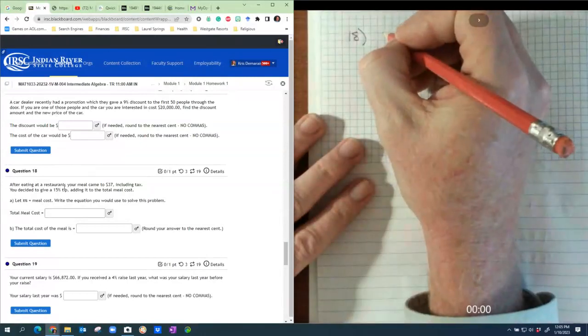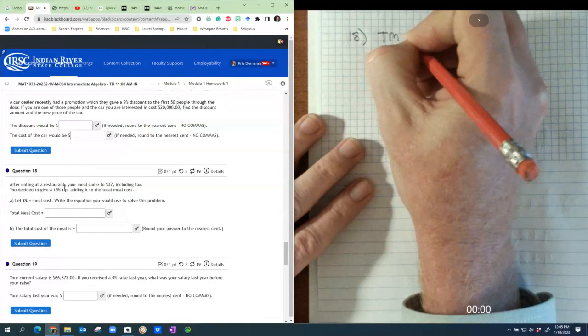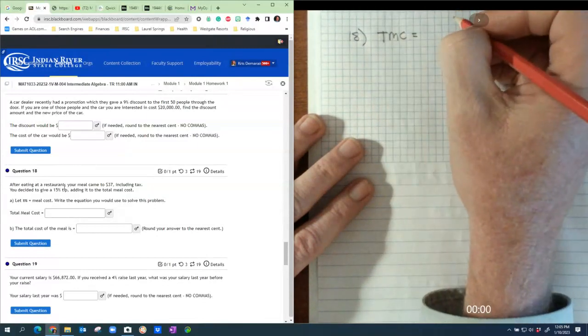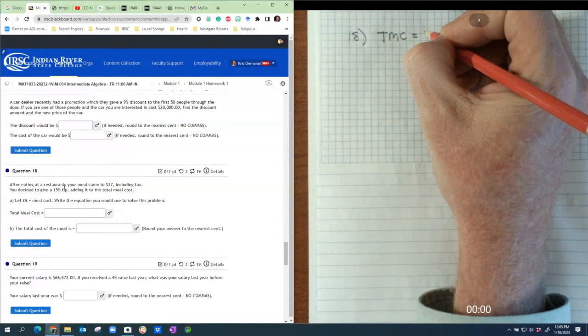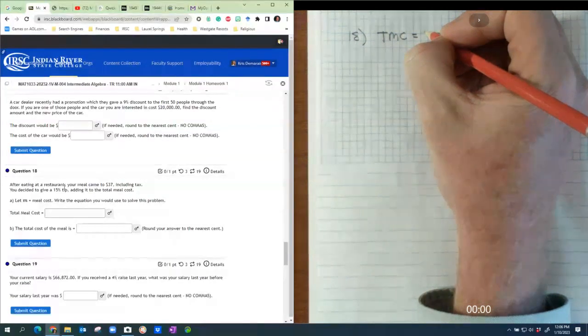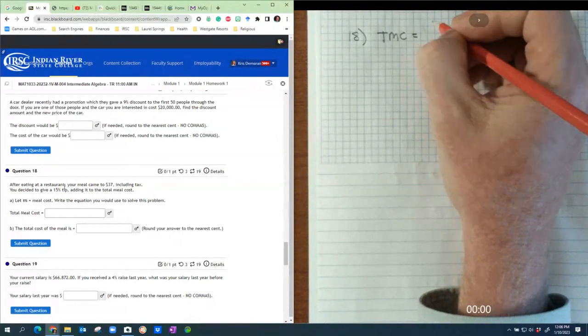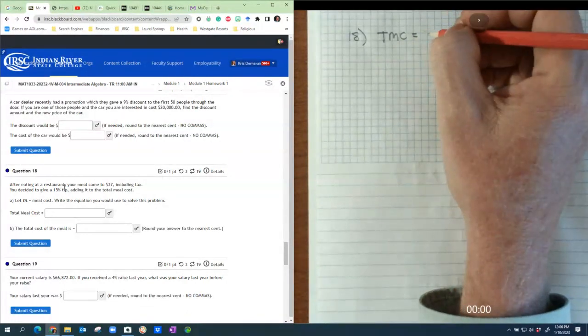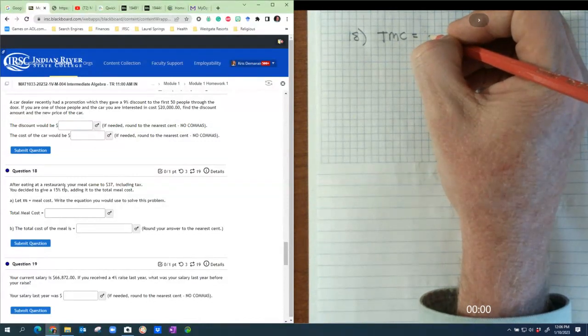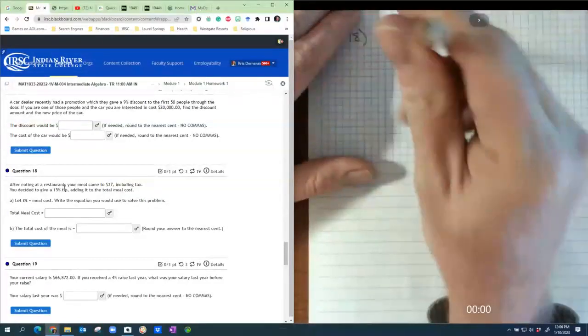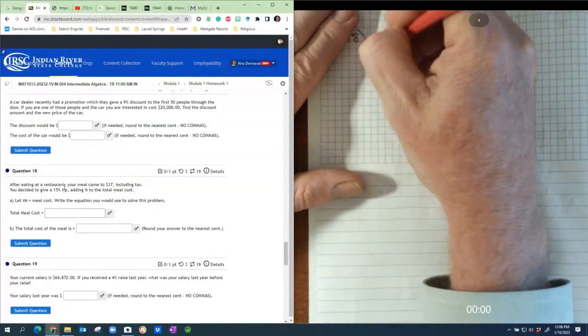So for the total meal cost, you can put TMC equals, and then it's the meal cost, which is $37. But it says your meal came to $37, including tax. So total meal cost is equal to whatever the meal cost is, including tax. So it's $37 with 15% added to the total meal cost. So this is what we use to represent the total meal cost.